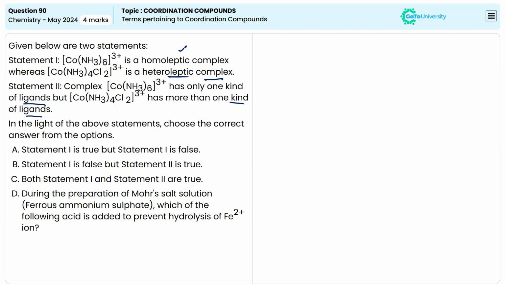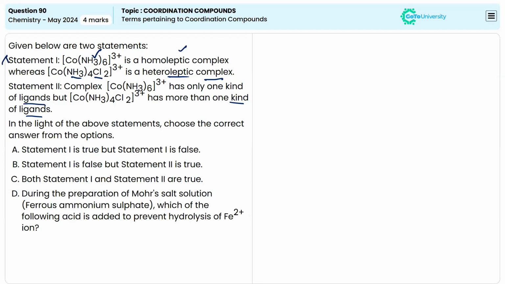So what is a homoleptic complex? Homoleptic means if the complex is containing only one kind of ligand, that will be homoleptic. If there are more than one kind of ligands, they will be heteroleptic in nature. So [Co(NH3)6] means we have only one kind of ligand, that is homoleptic. But in the second one we have ammonia and chlorine, two kinds of ligands. So it's a heteroleptic complex, which means the first statement is true.